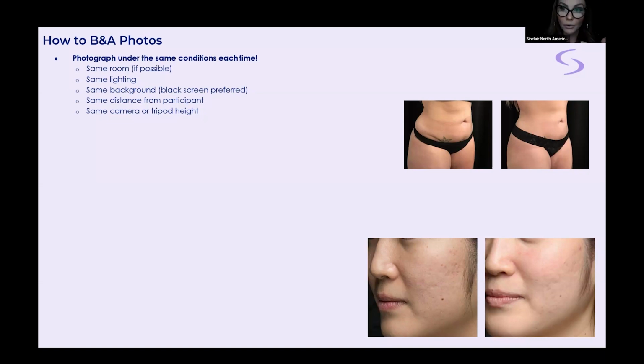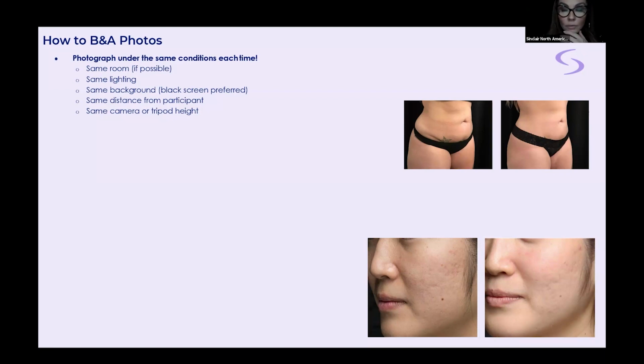But if you tape the floor of where you stand, if you have the mat, or if the floor is taped for where they stand, you'll have that beautiful distance every single time. You won't have to worry about it. Same camera or tripod height. So if you're going to use an iPhone or an iPad, use the same one every time. You want it to stay consistent. And if you're using a professional camera, same one every time. The height is so important.